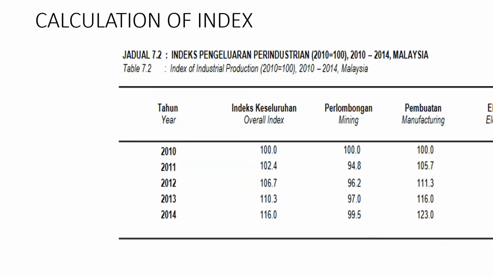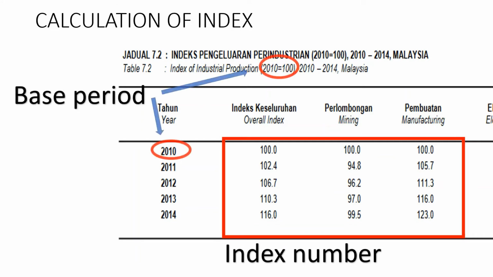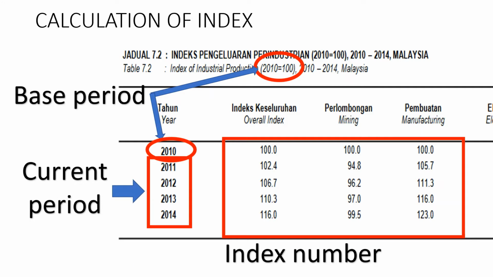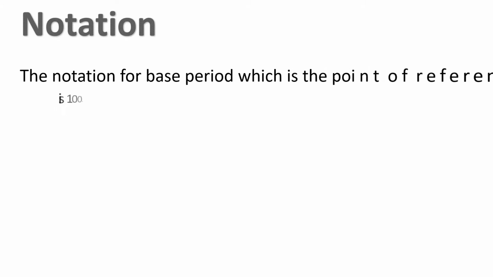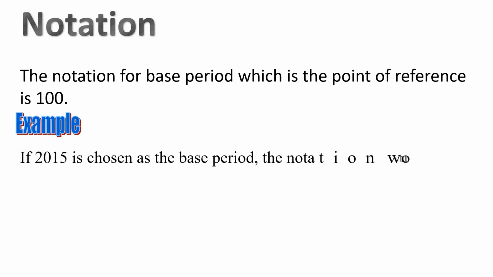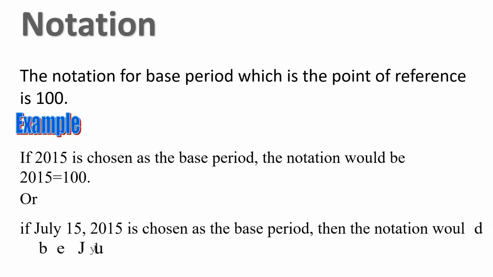To calculate an index number, you need information on 1. The base period, which is the point of reference. 2. The current period, which is the point of interest. The notation for base period, which is the point of reference, is 100. For example, if 2015 is chosen as the base period, the notation would be 2015 equals to 100. Or if July 15, 2015 is chosen as the base period, then the notation would be July 15, 2015 equals to 100.